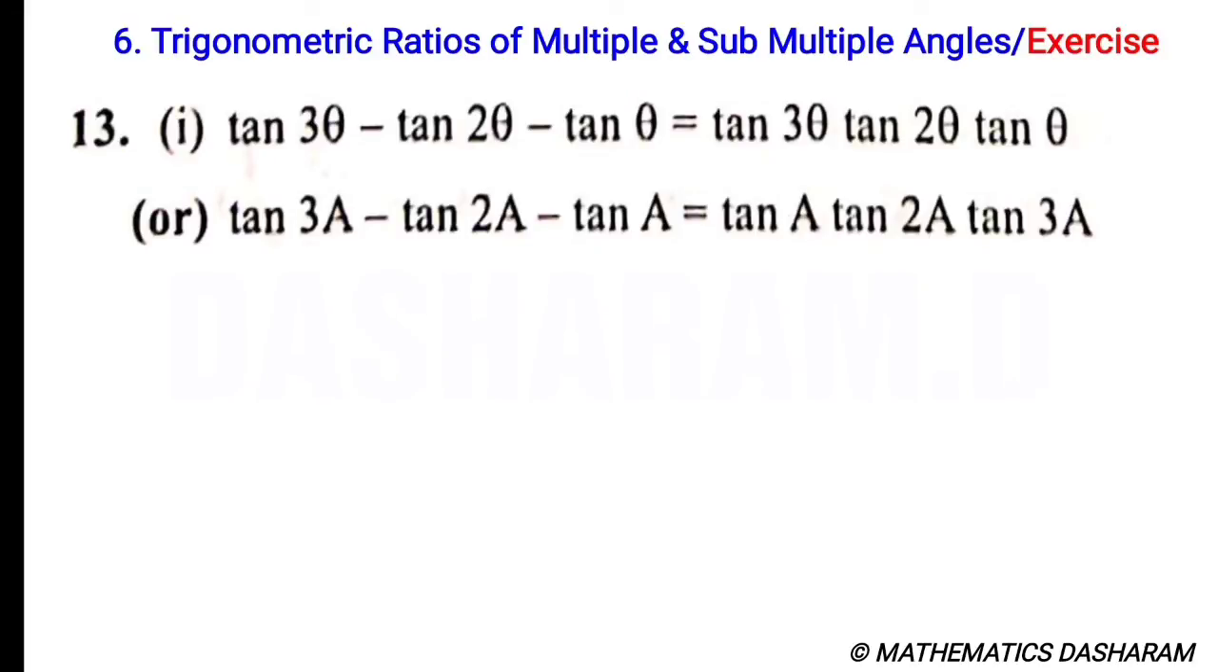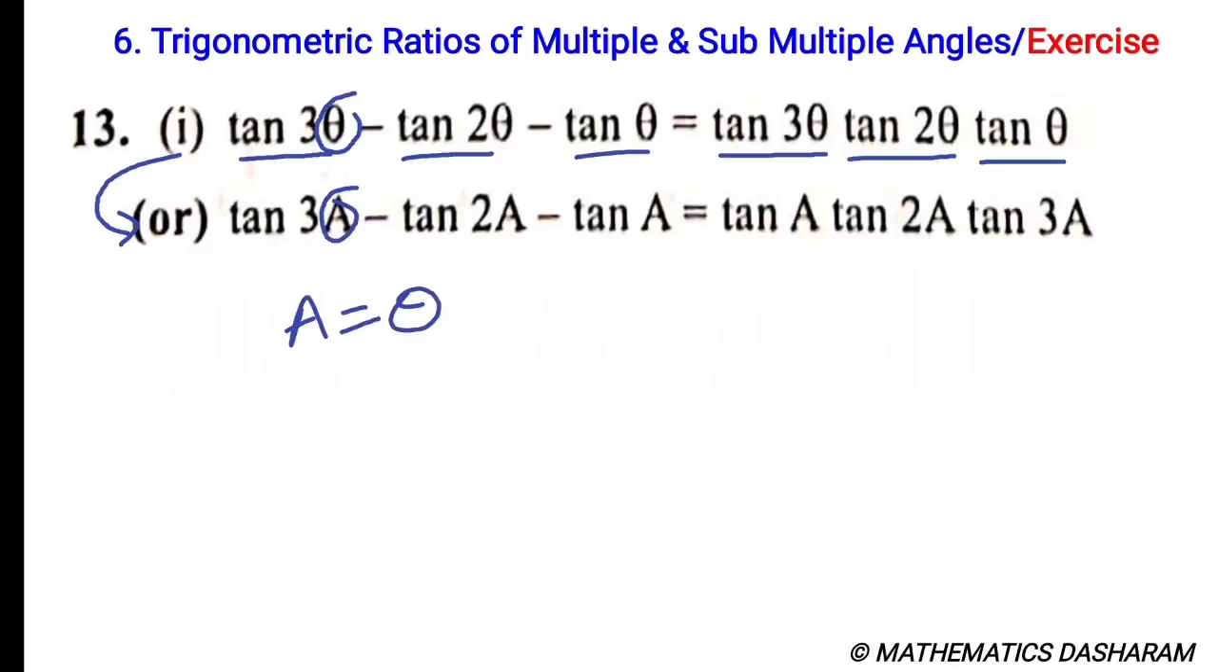13th bit, first problem: tan 3 theta minus tan 2 theta minus tan theta equals, show that tan 3 theta into tan 2 theta into tan theta. And the same question is asked in a different way. Here theta is given, but here A. So in place of theta he selected A, and the question is the same as it is.